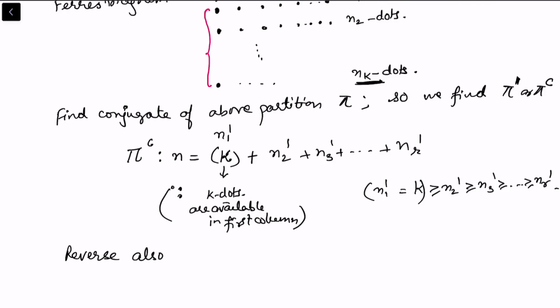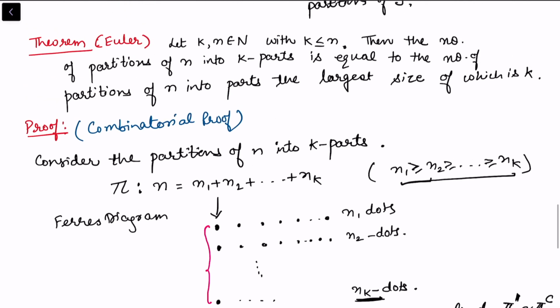What I mean by the reverse also holding is this: if I consider a partition in which the largest part is k, so suppose there are k dots, and then I start reading vertically, there will be k parts in the conjugate of that. So the reverse holds from again taking the conjugate, and that's how we can prove this identity combinatorially.